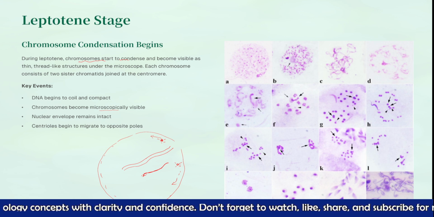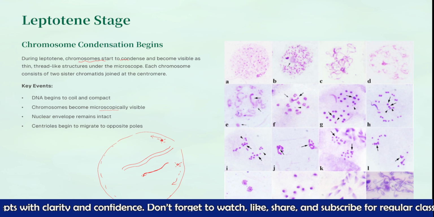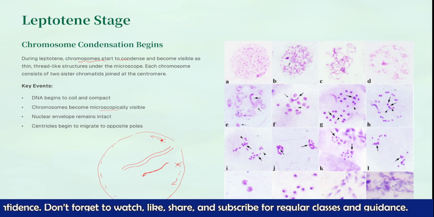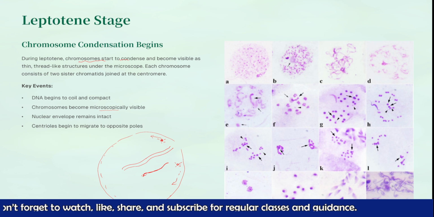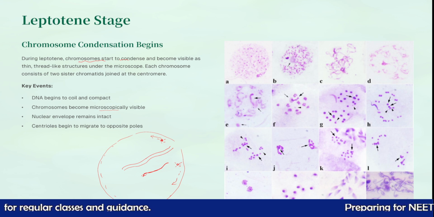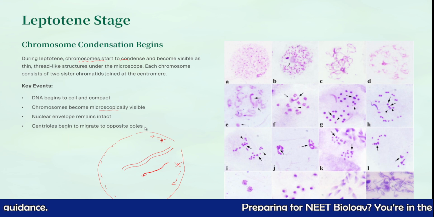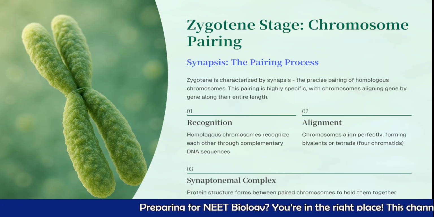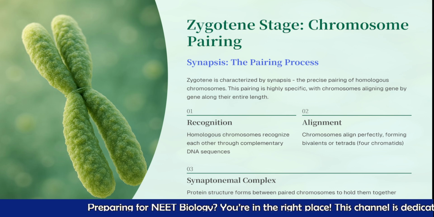So remember, in the leptotene stage, DNA coiling begins and it starts to compact. Chromosomes become visible. The nuclear envelope will be there, but the centrioles started moving towards the poles. So that's about the leptotene stage. Moving to the next stage, that is the zygotene stage.